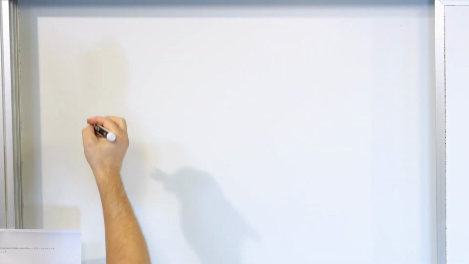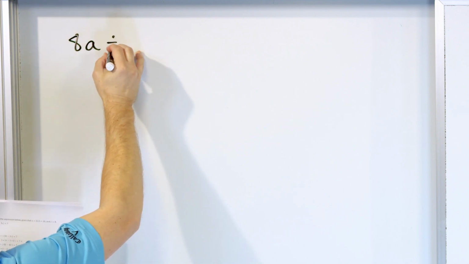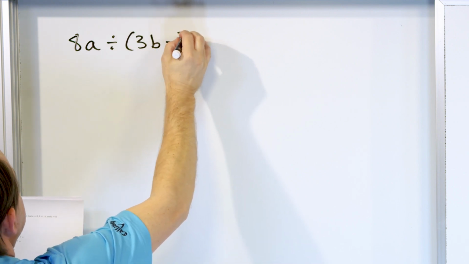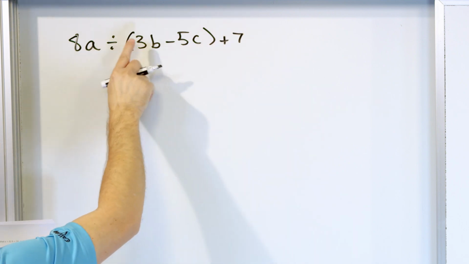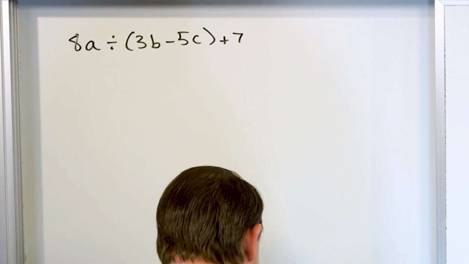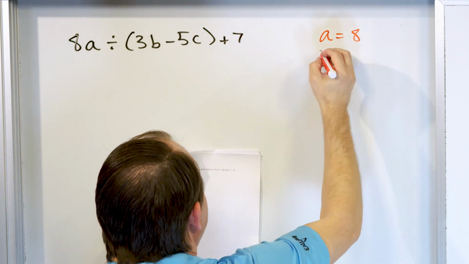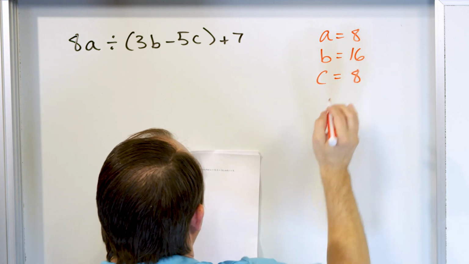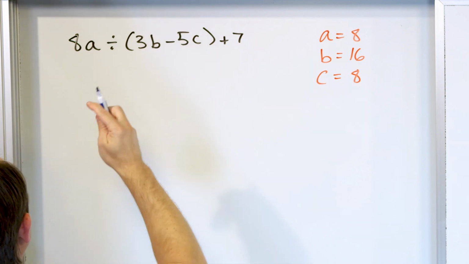All right, let's finish strong. We have 2 more problems. 8 times A divided by 3 times B minus 5 times C, and then we have over here plus 7. Now here we have an A, a B, and a C, right? So we're starting to get a little crazy now, right? A is equal to 8. I'm giving that to you. B, I'm telling you, is equal to 16. And C, I'm also telling you, is also equal to 8. So now we have to put them all in the proper locations and calculate.